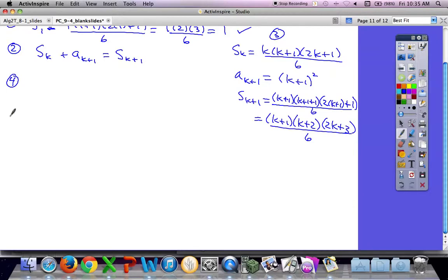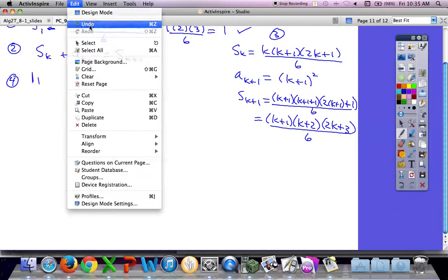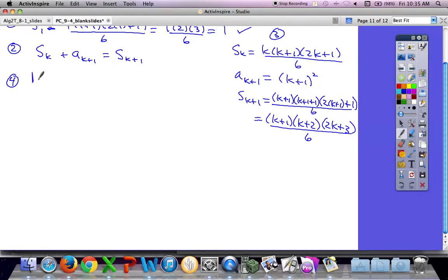All right, so now let's substitute here. sk is k times k plus 1 times 2k plus 1 divided by 6, plus ak plus 1, that's the next one, k plus 1 squared, equals k plus 1 times k plus 2 times 2k plus 3 divided by 6. That's what we don't know. That's what we're trying to show is true.